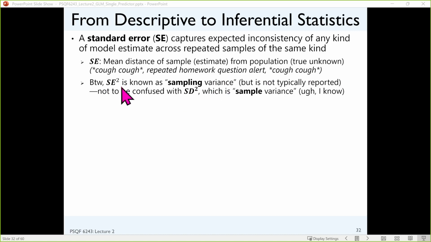One thing that's potentially confusing is that standard error squared is not a thing we typically talk about. By the way, you might see that referred to as a sampling variance, even though there is a squared analog of standard deviation. So this can be confusing in terms of terminology. Standard deviation is about the people. You square that, you get variance. Standard error is about the samples. You can square that, but we usually don't bother.